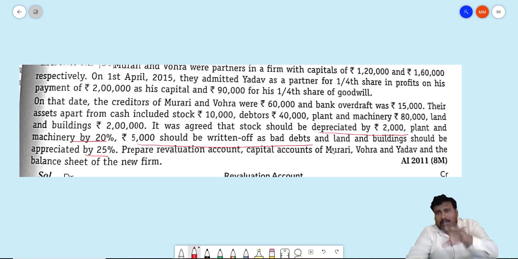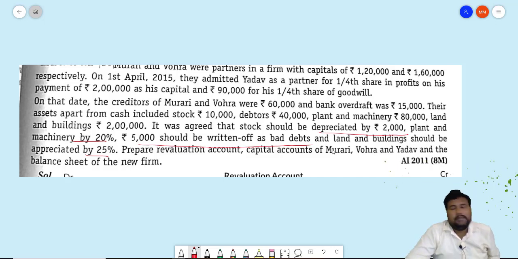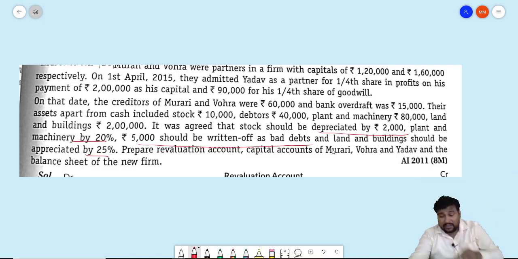So by this particular red line which I marked, you have to open a revaluation account. So what are you waiting for? Open the revaluation account. I'm giving 3 minutes to you. Go and make the revaluation account in your copy, and after that we will proceed. It is an 8 marks question, guys.